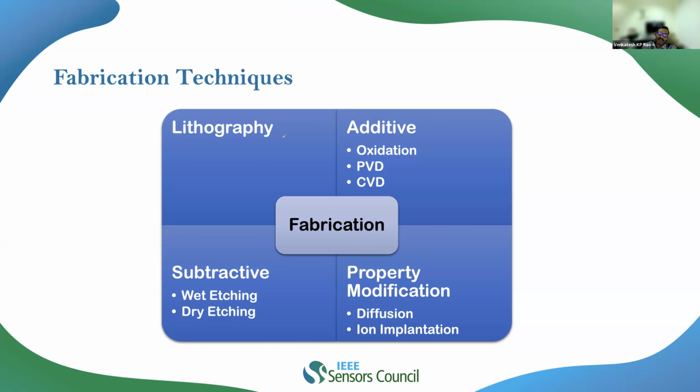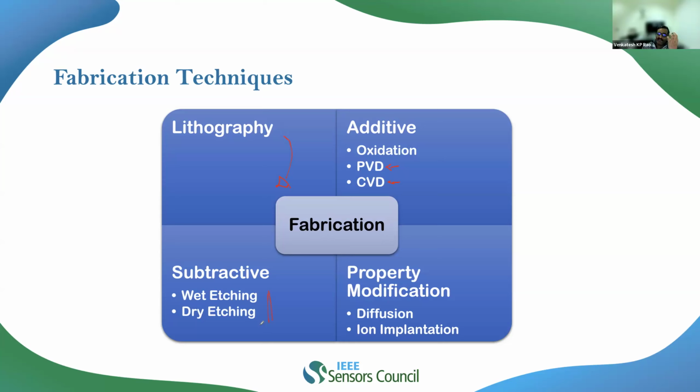And then after the lithography, let us say you have transferred the pattern onto your substrate, then we can do the additive processes like oxidation, CVD, PVD. CVD corresponds to chemical vapor deposition, PVD corresponds to physical vapor deposition. So these are all additive processes. Similarly, let's say I wanted to take away the unwanted material from the structure. That is basically a subtractive process wherein we do etching. The etching can be done either by means of wet etching or by means of dry etching, right?